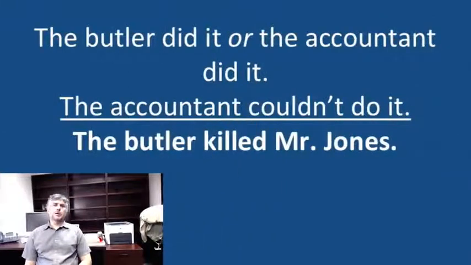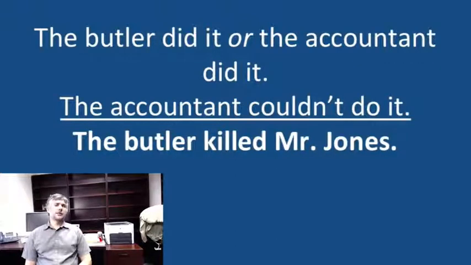So, you know that the butler did it or the accountant did it. Now you find out that the accountant is a quadriplegic. So the accountant couldn't have stabbed Mr. Jones in the back. So now you know that the accountant didn't do it. And so, from the two premises, the butler did it or the accountant did it, and the accountant didn't do it, you can conclude the butler did it.